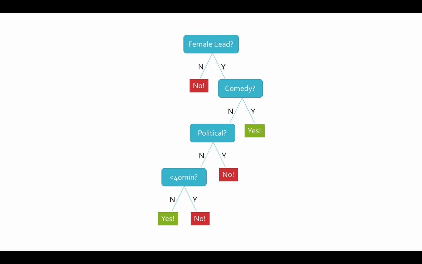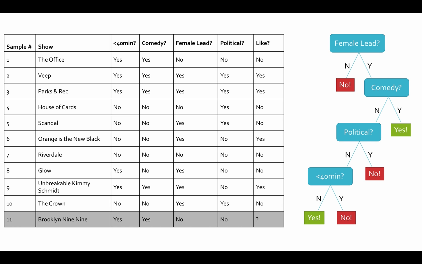This is our final tree. We can ask about female lead, and then we can ask about comedy, and then we can ask about political, and then about 40 minutes. Why do we build this tree? So that Netflix can recommend new shows. So if we have Brooklyn Nine-Nine, we know that Brooklyn Nine-Nine is less than 40 minutes. We know it's a comedy. We know that the lead is actually a male actor, and we know that it's not political.